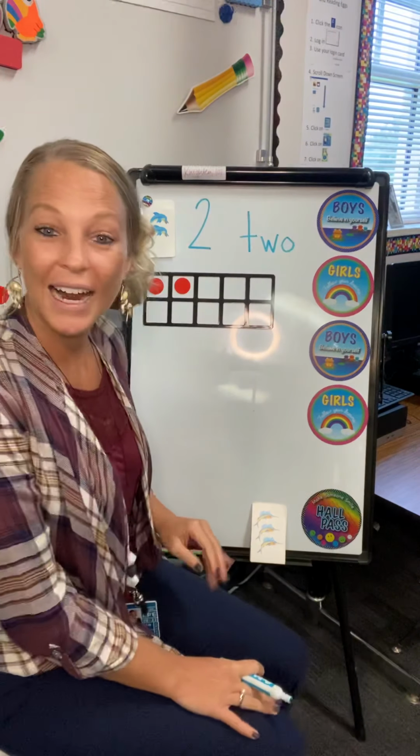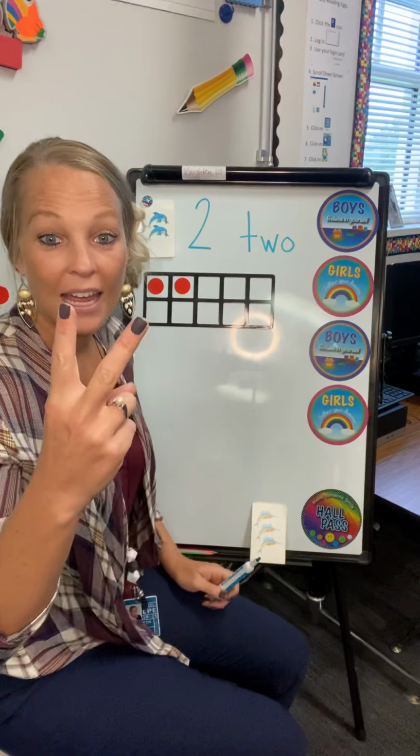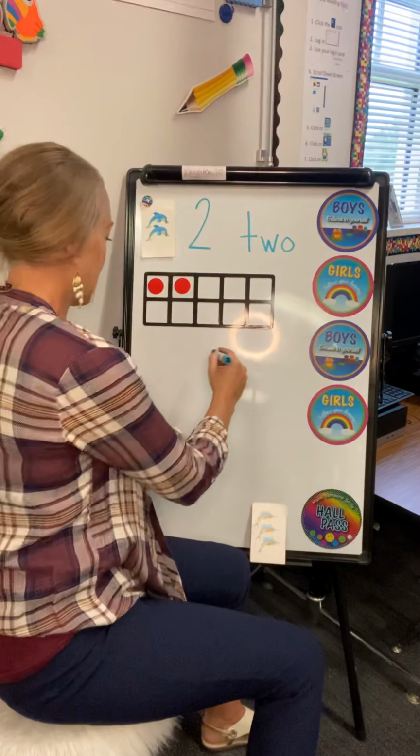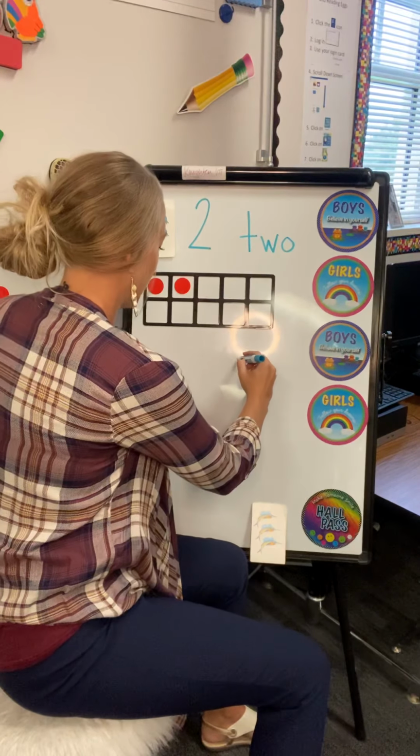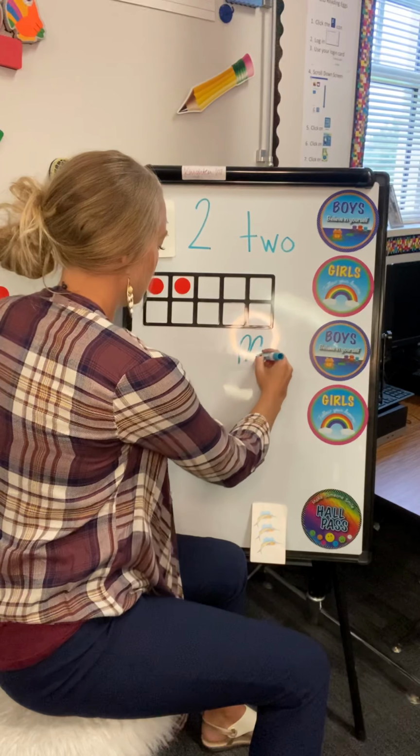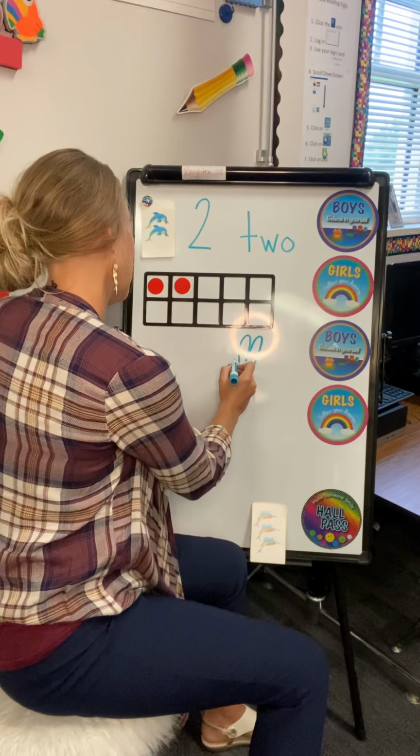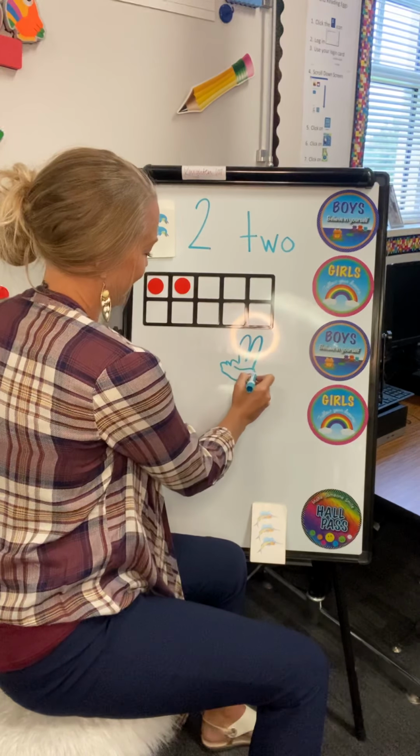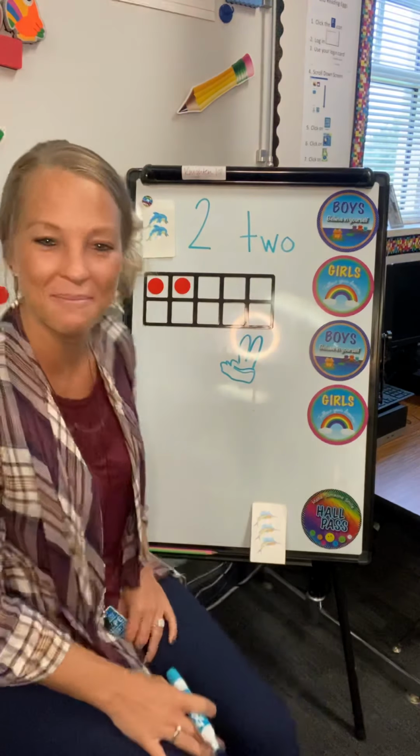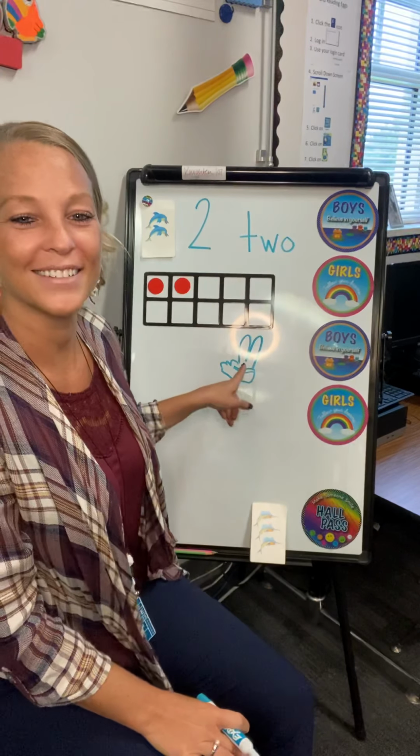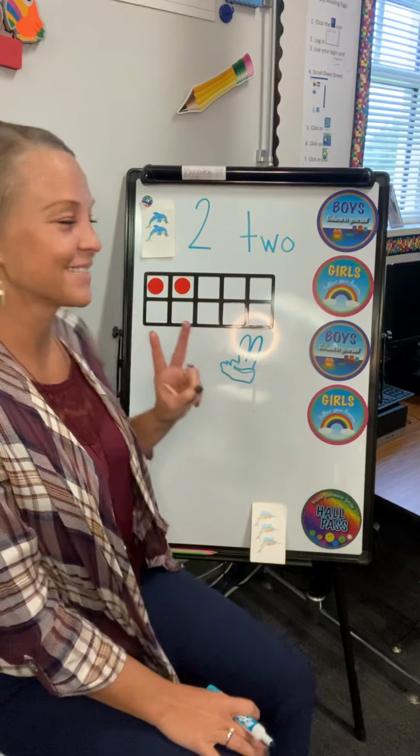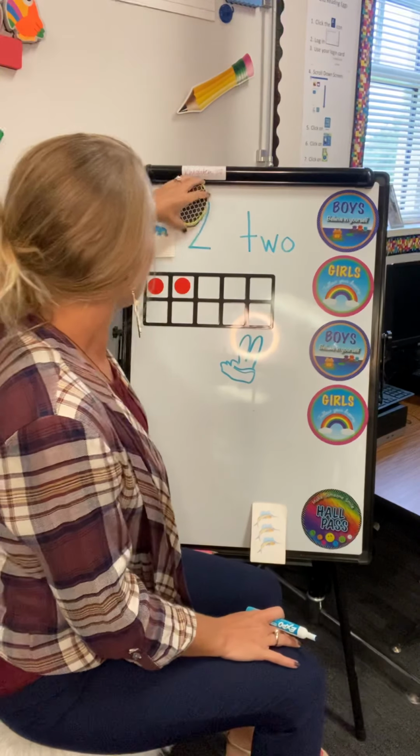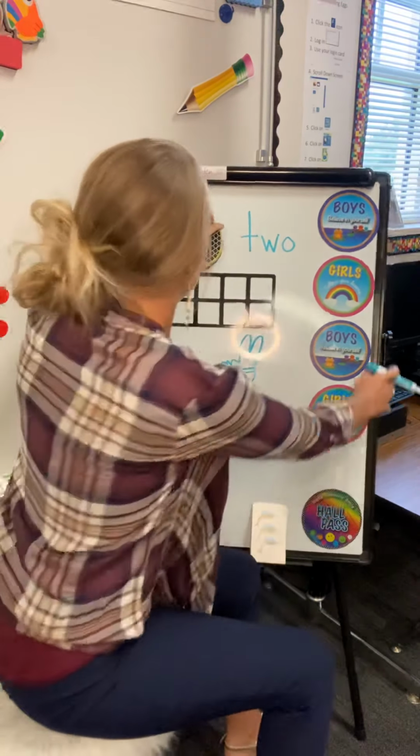Oh, and I have another way you can show me. You can draw 2 fingers. Let me see, I can't draw, but I think I can do it. 1, 2 fingers, and then here's the rest of my hand, and that's my thumb. So that shows holding up 2 fingers. So your choice, what you want to show me. Okay, so there's 2.